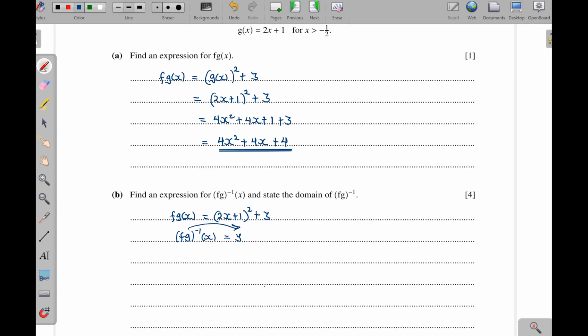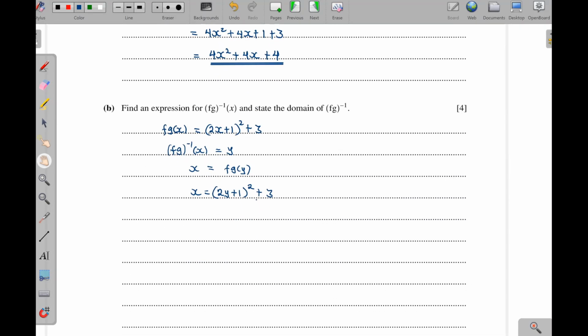I can take this one to this side, so that means x is going to be equal to fg of y. That is the same thing as saying interchanging x and y, okay? Now, where there is x in here, I'm going to interchange, and then I put y. So we shall have (2y + 1) squared, then plus 3.